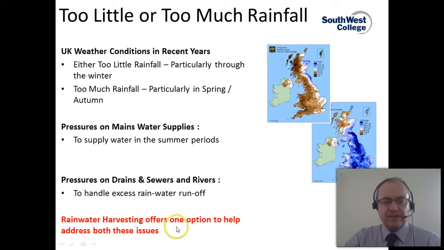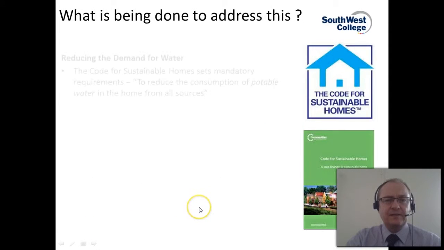What rainwater harvesting can do is it offers one option to help address both of these issues. It can help supply rainwater in the summer period, and it can help to relieve pressure on the drains and sewers and rivers in the wetter periods. So we'll have a little bit more of a look at rainwater harvesting now in detail.